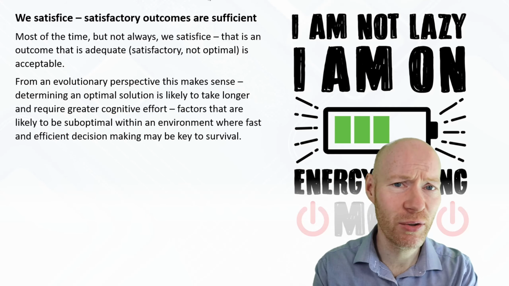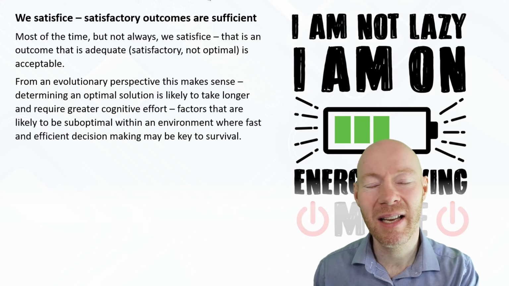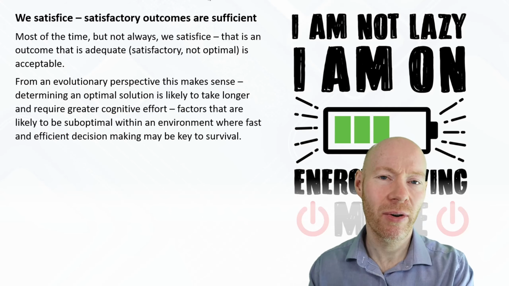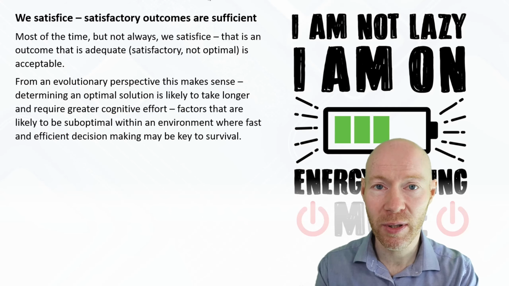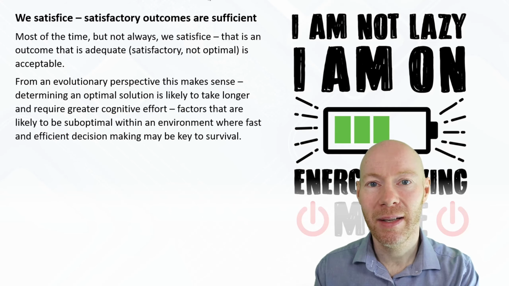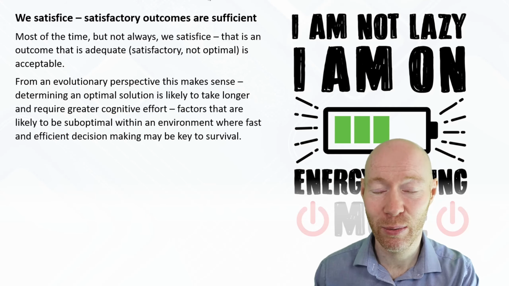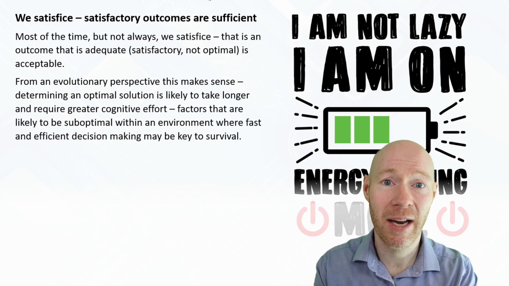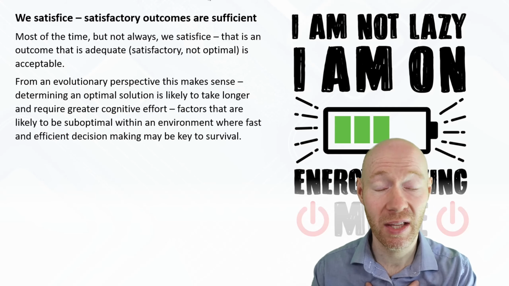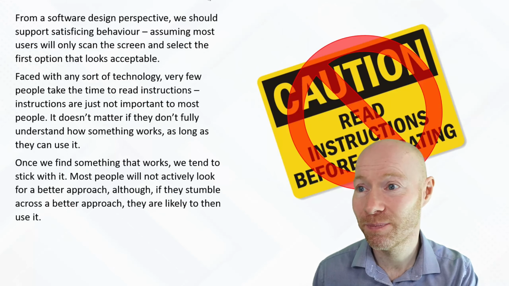Now, from an evolutionary point of view, that makes sense because it ties into making generally good, not necessarily optimal, decisions and making them quickly. And inside an environment where a good, quick decision can make the difference between life and death, that's a better evolutionary approach. It's generally the approach that we use when we're making many decisions.